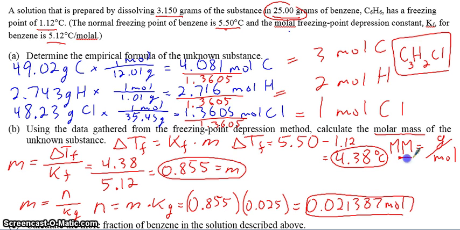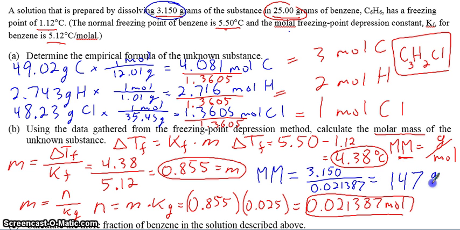Finally, we want molar mass, and molar mass is simply mass divided by moles. Our mass will be the mass that we've reacted, which was 3.150. So we have 3.150 divided by the moles, which is 0.021387. Divide those two numbers and we get a value of 147 grams per mole. Usually your molar masses should be in the range of 20 to 200, something like that. So that sounds about right.